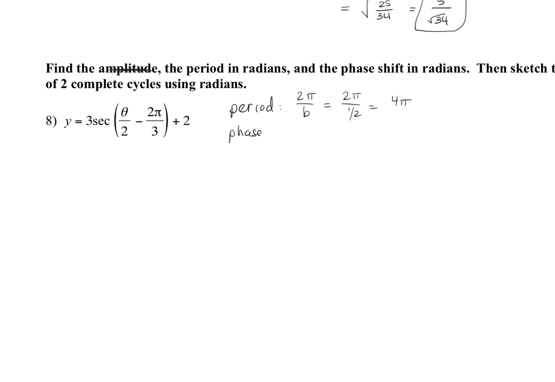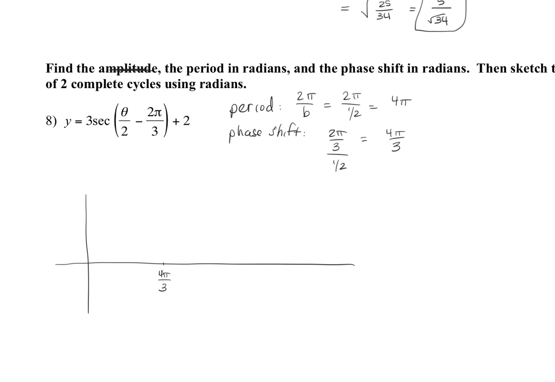And then the phase shift is the opposite of c divided by b. So this is 2 pi thirds divided by 1/2. It's equal to 4 pi thirds. So we're moving to the right 4 pi thirds units. So let's say that this is 4 pi thirds. We also move up 2 units.